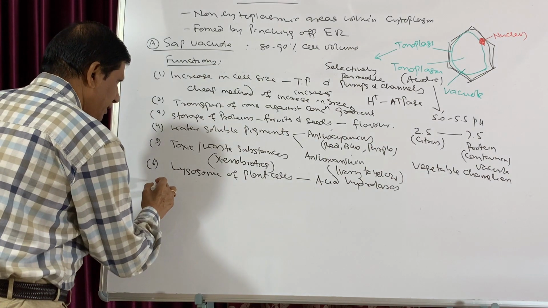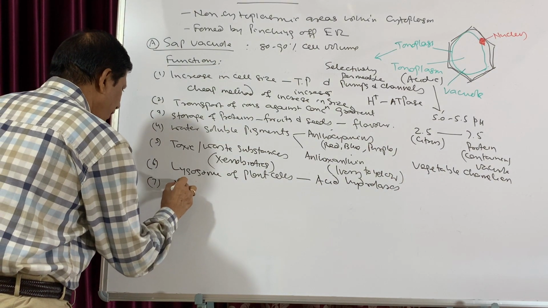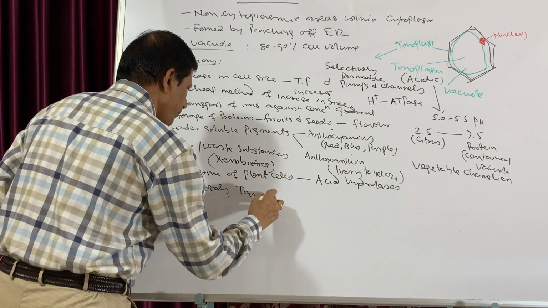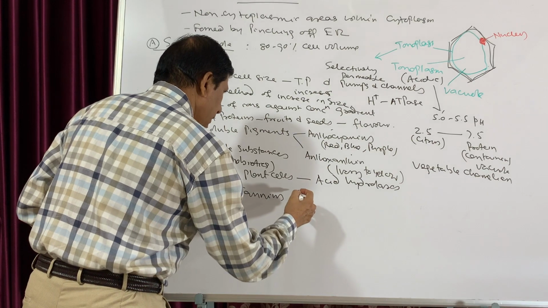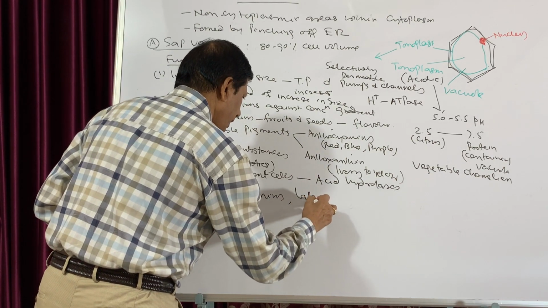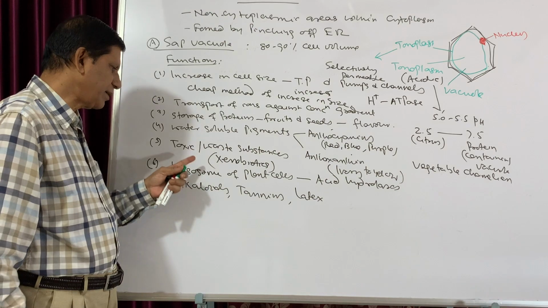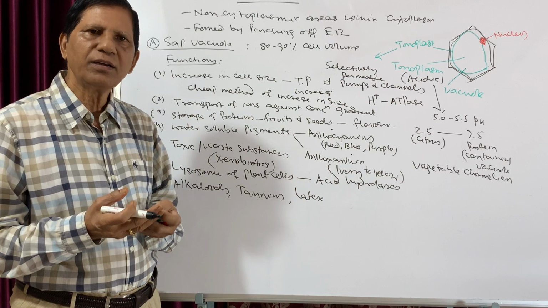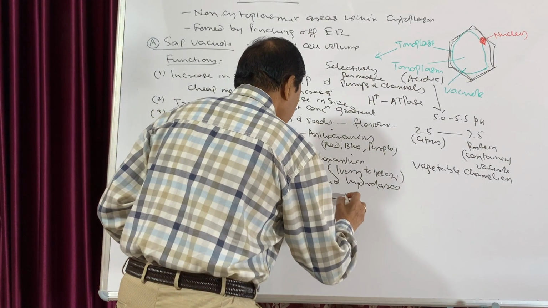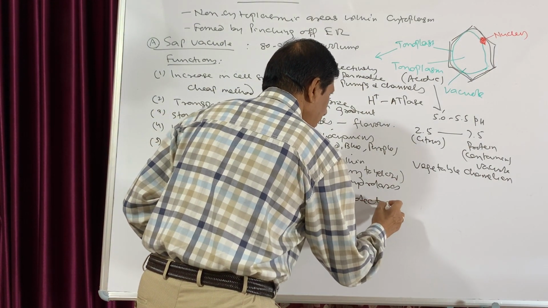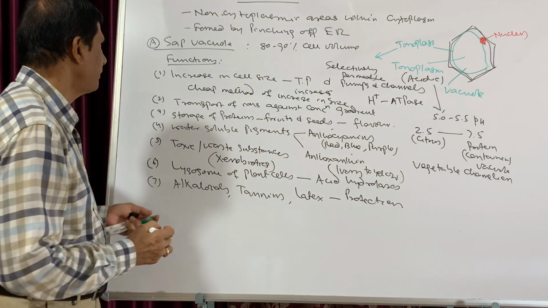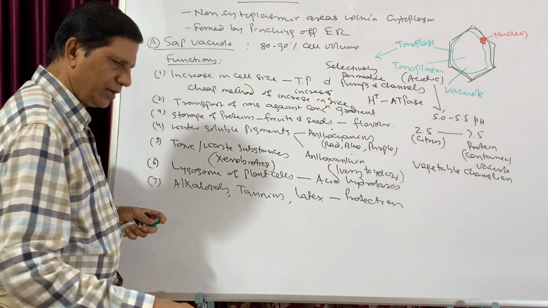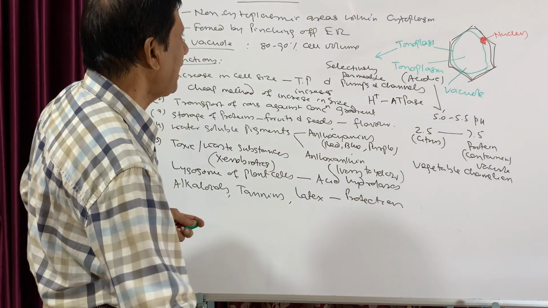Then another function: the alkaloids, tannins, and also the latex are present in the vacuoles. So the alkaloids and tannins provide protection from animals. These are some of the important functions of the sap vacuole, which is usually present in plant cells. Now let us discuss the second type of vacuole.